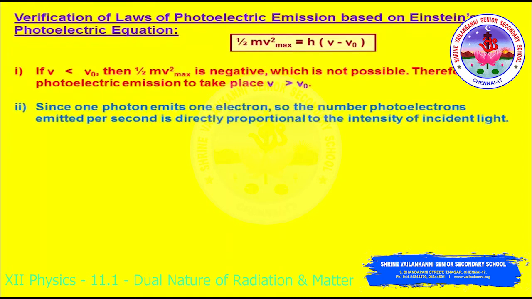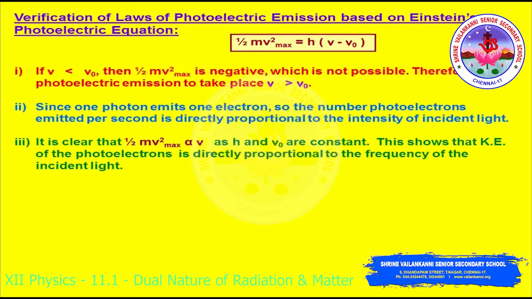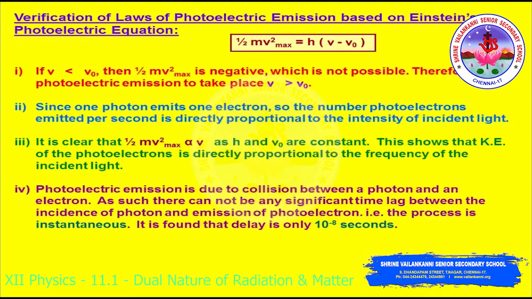This condition will satisfy. And since one photon emits one electron, the number of photoelectrons emitted per second is directly proportional to the intensity of incident light. It is also clear that half m v square is directly proportional to nu, right? As h and nu naught are constants, this shows that the kinetic energy of the photoelectrons is directly proportional to the frequency of the incident light.